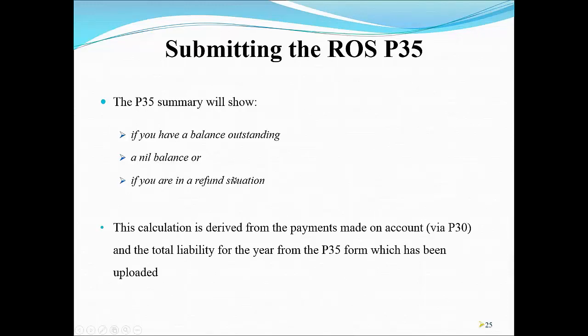Your P35 summary will then tell you, there'll be three things you'll see here. Either you have a balance outstanding that needs to be paid, or you have a nil balance outstanding, so you've completely paid up and everything's matching as it should, or you are in a refund situation, okay? And again, it's worth pointing out here that this calculation is being derived from the payments that you've made on account and the total liability for the year from the P35 file that you've just uploaded. So it's really the totals in the P35 file minus payments on account to tell you whether you have a balance or a refund or you're paid up to date, basically, okay?